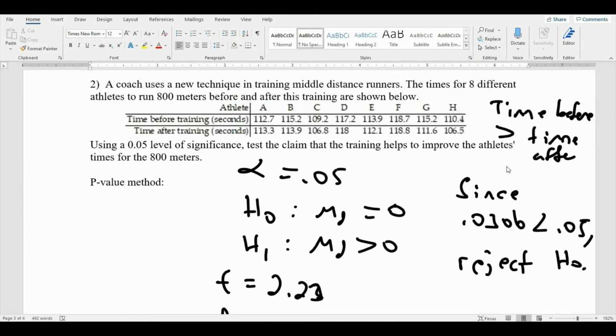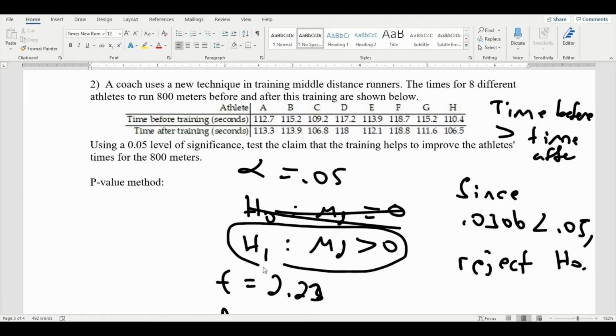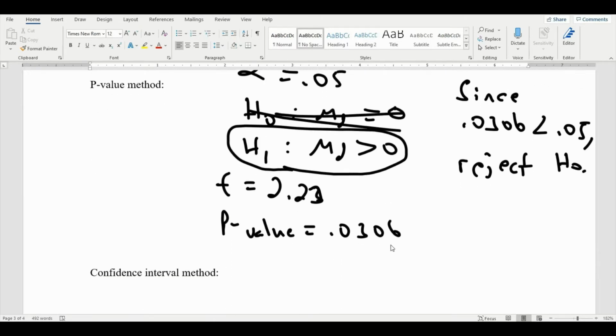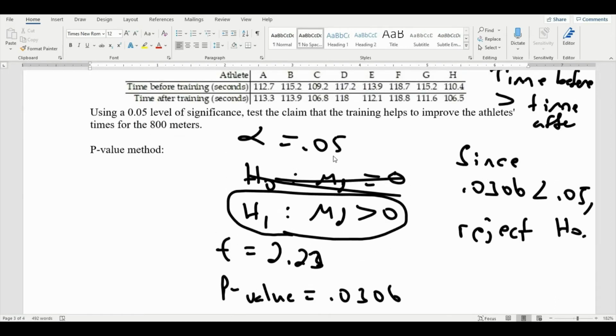How's that? Because since we reject H0, that means that the mean difference of zero is pretty much wiped out. That means there's evidence to support that the times have improved, or that the training helps improve the athlete's time, because the time before is greater than the time after. So when you reject H0, think of it as there's evidence to support the H1, which means that the time before is greater than the time after. There's evidence to suggest that.